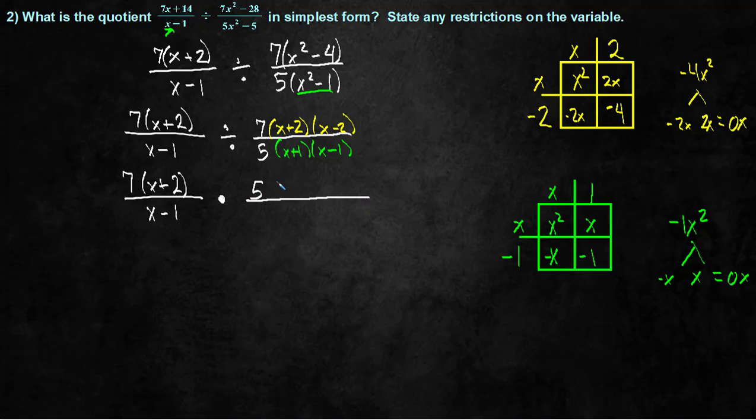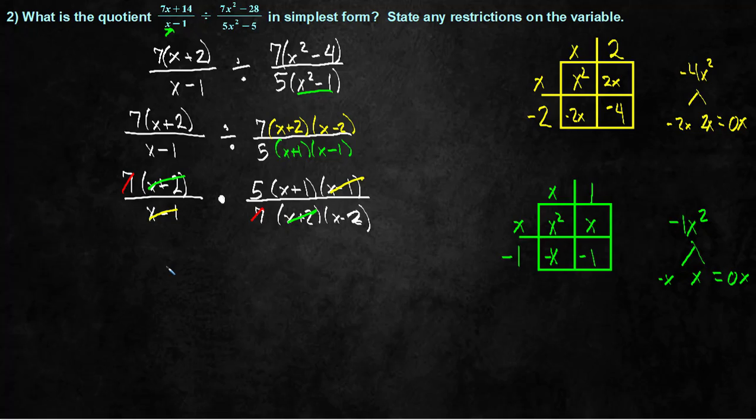So it's going to become 5x plus 1, x minus 1, and then 7x plus 2, x minus 2. And so we're looking to see what can cancel. And so this x plus 2 can cancel in both those two places, as well as my 7 can cancel in both places. Another thing that can cancel is this x minus 1.